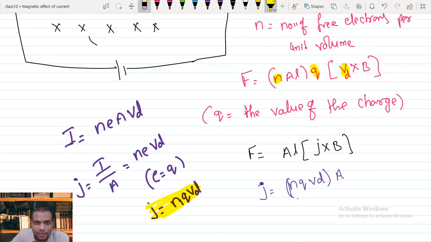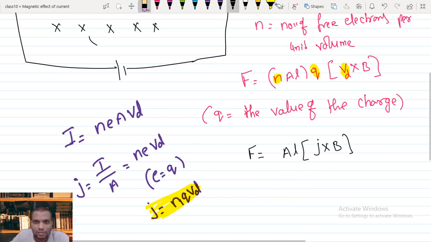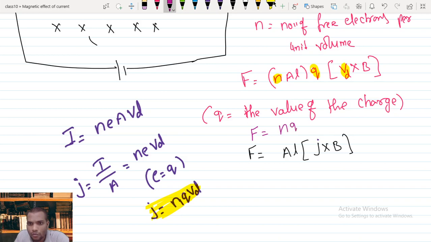Or for your understanding, if I just modify the above expression like that, then it's easy to get. I would like to write this by rearranging the terms like that. I can write NQVD out, times A and above all, cross B. I'm missing the component L.